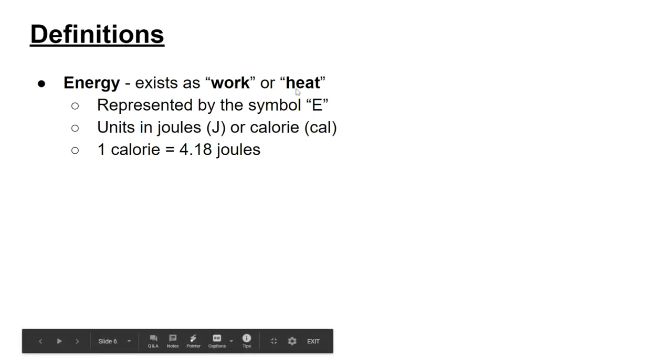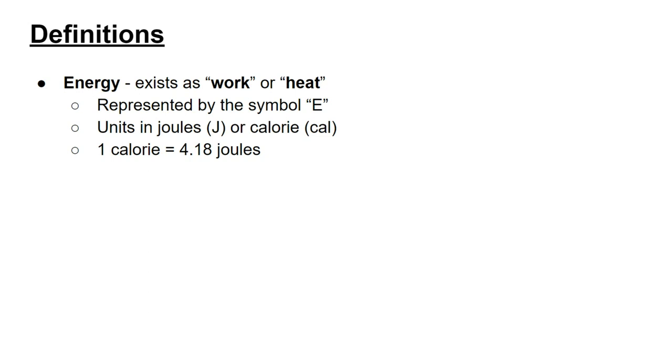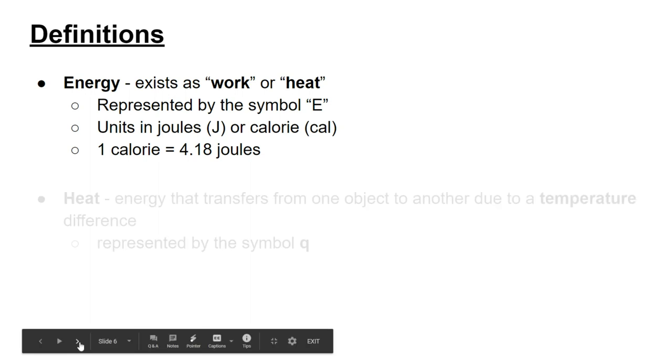Energy exists as work or heat. Work is basically the force required to move an object a distance. Force like gravity, or there are different kinds of forces which are going to get introduced in physics. So let's concentrate on heat for our chemistry purposes. Energy is shown by the symbol E, uppercase E, and the units are joules, uppercase J. Calorie is also a unit for energy, but SI, the International System of Units, is joule, uppercase J. 1 calorie is 4.18 joules.